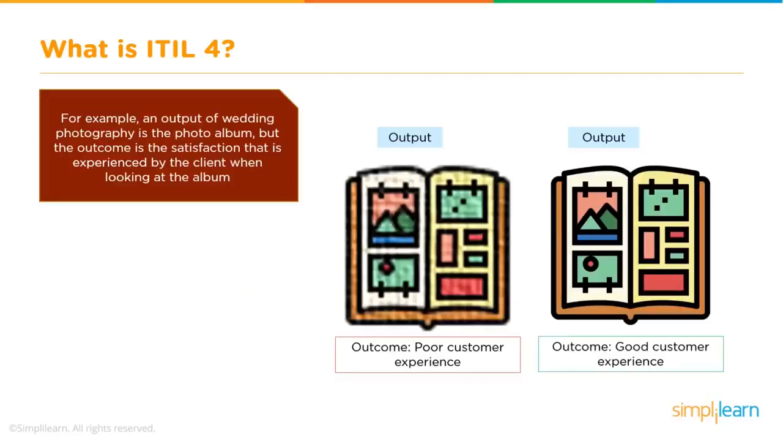Now, to understand the outcome of an output, let us look at this example. An output of wedding photography is the photo album, but the outcome is the satisfaction experienced by the client when looking at the album. If the album is an output, in the first case, you can see the photos are not clear, meaning poor customer experience. That would be the outcome. Similarly, in the album output where the photos are very clear, the experience of the customer will be very good. So that is an outcome.